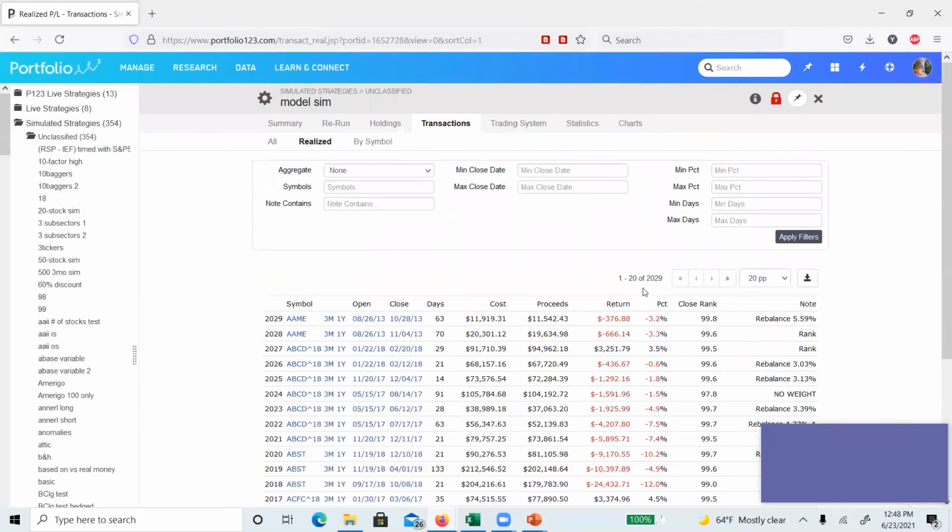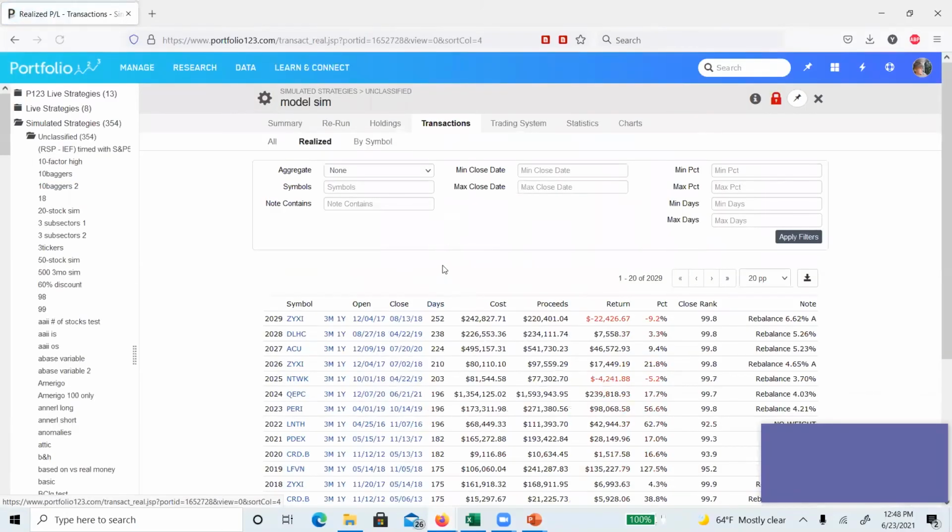You could sort by days. This simulation is never holding a stock more than a year. Is that what you want? Maybe it's not the most tax effective way to invest.